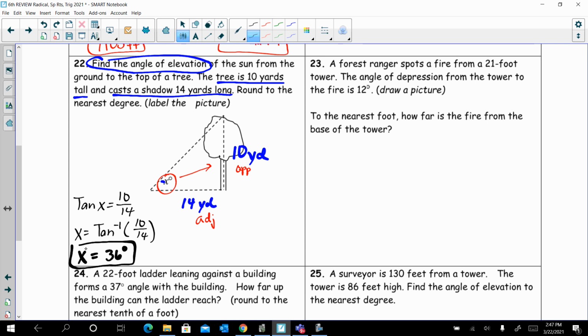Okay, I should have written it down in a different color maybe. X equals 36 degrees. Okay.